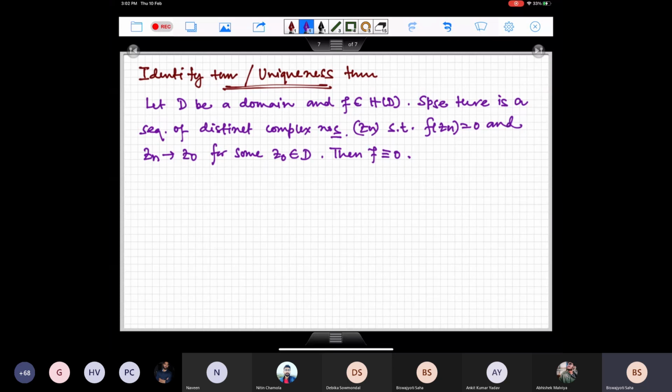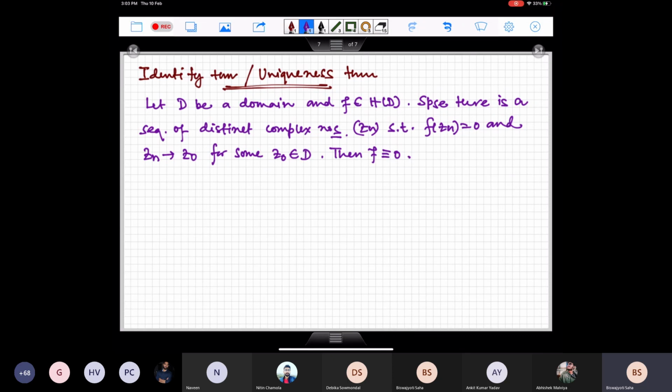So if you have a non-zero function, for example, a function which is vanishing on a certain number of points, and those points have a limit point inside the domain, then you will be able to say that your function actually vanishes identically. Once I have this statement, which is called the identity theorem or the uniqueness theorem, you get the lemma essentially in one line.